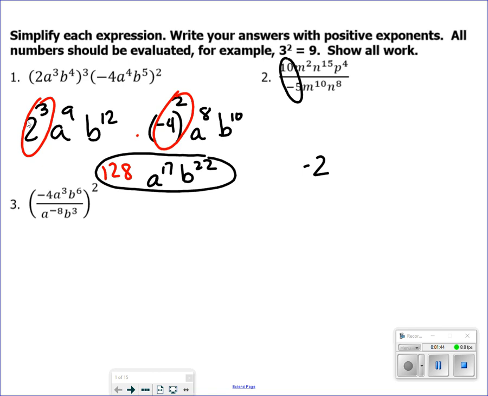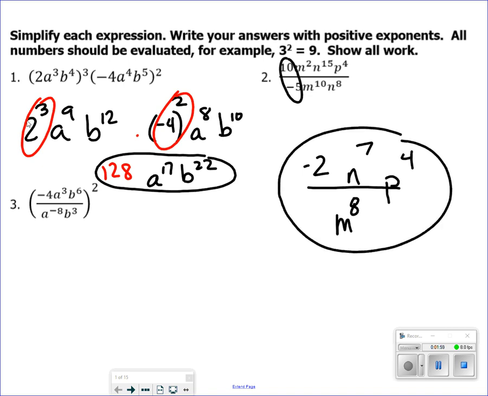Now, exponents. We're going to subtract the exponent. So m to the second over m to the 10th. If I subtract, I get m to the 8th on the bottom. n to the 15th over n to the 8th, I get n to the 7th on top, and there is no other p. Last one on the page here, last one in this section.